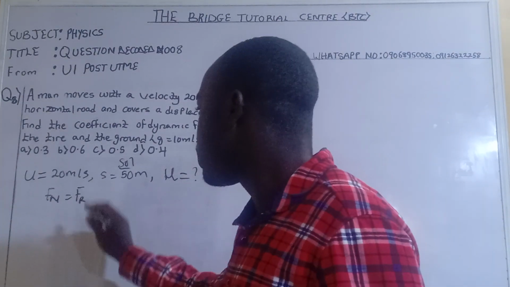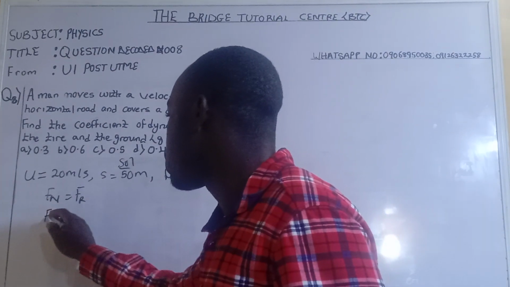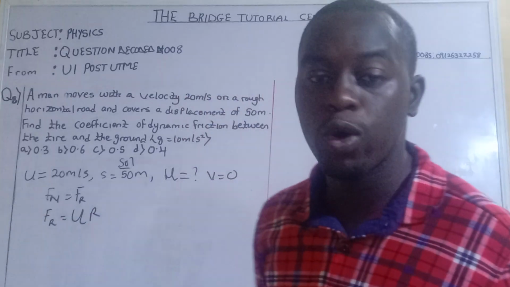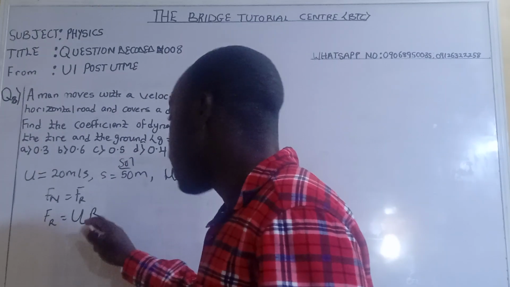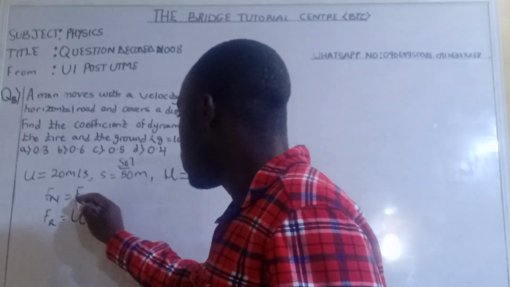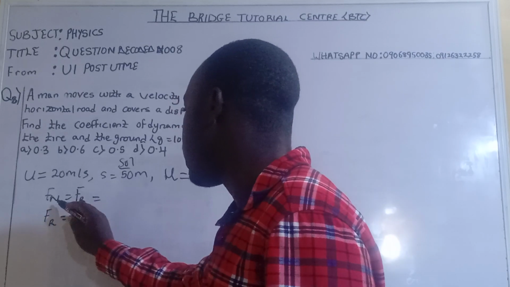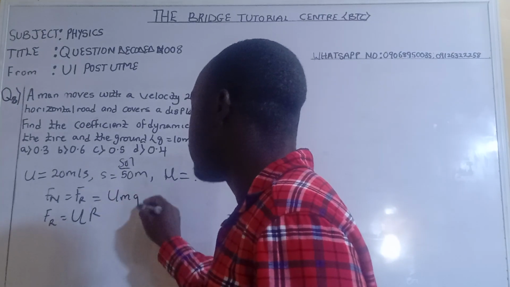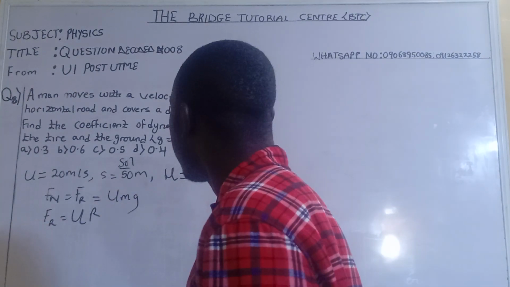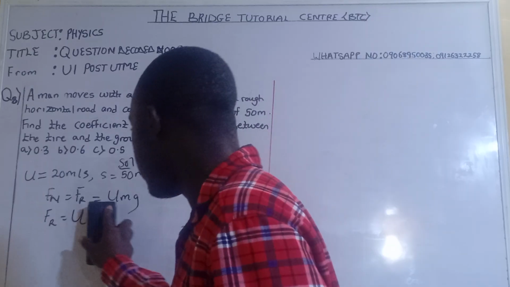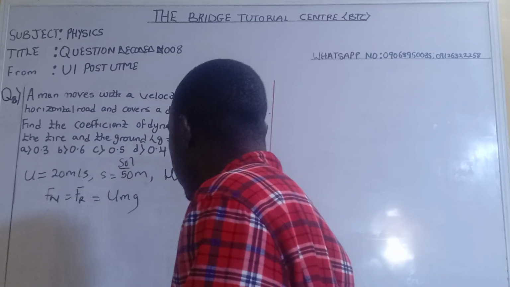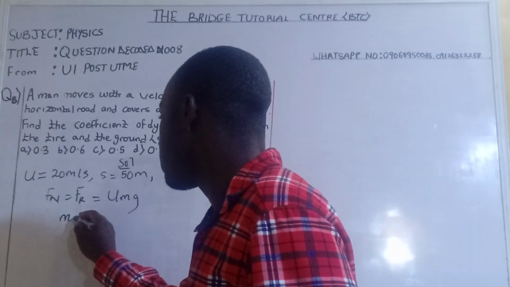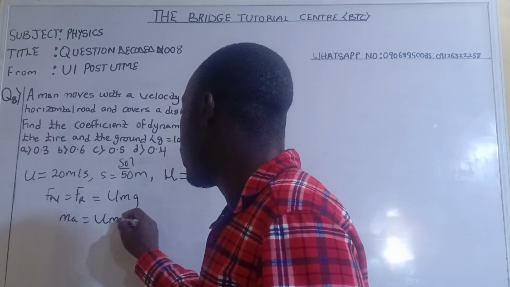So my frictional force Fr equals mu R, or you can say mu mg, anyone you like, where R is your normal reaction. So instead of writing net force like this, I can write net force equals Fr equals mu mg. Now, what's the formula for net force? Net force is equal to ma. So I can assume my ma equals mu mg.